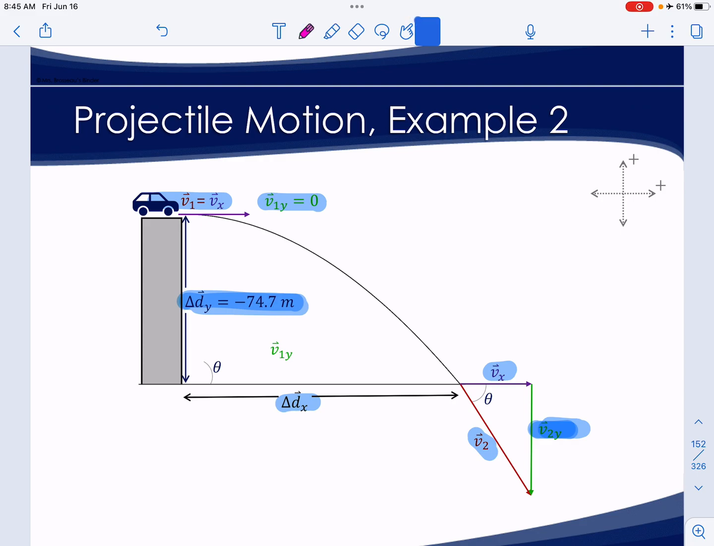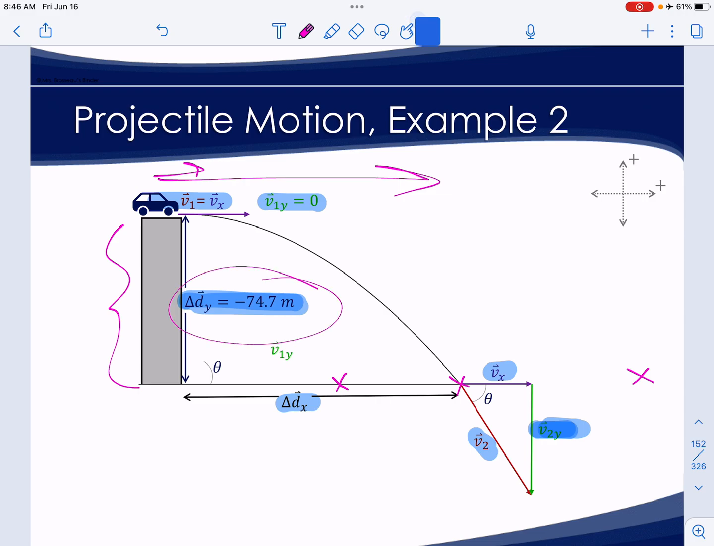Now, something to note is that no matter how fast the car was going, even faster or slower, whether it hit here or here or here, the time it takes to fall is only dependent on this, because it's the acceleration due to gravity that is pulling it down. The horizontal velocity doesn't affect the vertical drop at all.